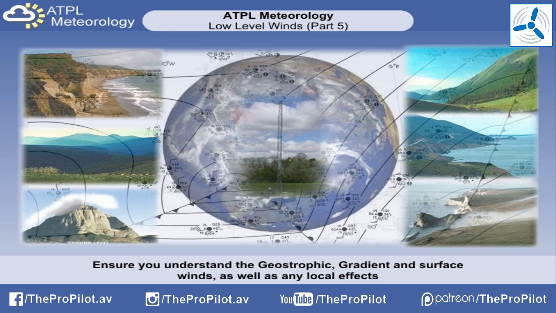Whenever you examine a pressure chart to find the winds to help in flight planning, do not forget to also bear in mind the local effects of hills, valleys and sloping terrain. These may significantly alter the wind from what is suggested by the surface pressure chart.